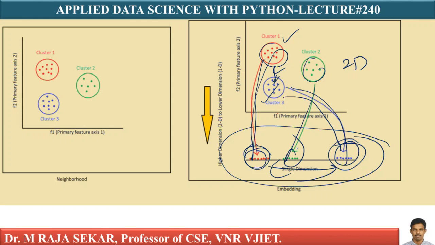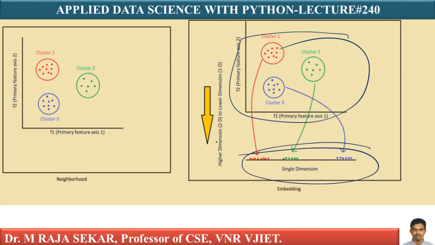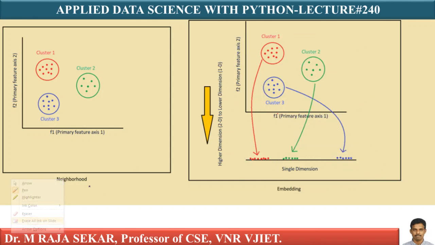That is, in higher dimensions, in this context higher means 2D, the red cluster is close to the blue cluster, but in the lower dimension, that is 1D, these clusters are quite far. Just see, these clusters are quite far. This is the concept of neighborhood embedding. You are embedding 2-dimensional points into 1-dimensional; this is known as embedding. You know what neighbors are: all the points which are in the same cluster are neighbors to each other.